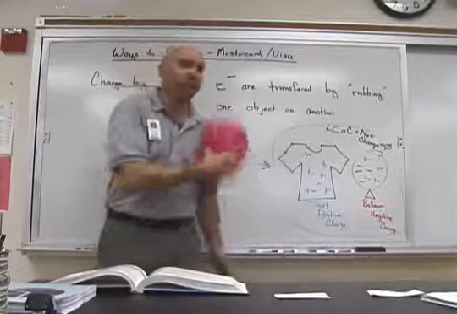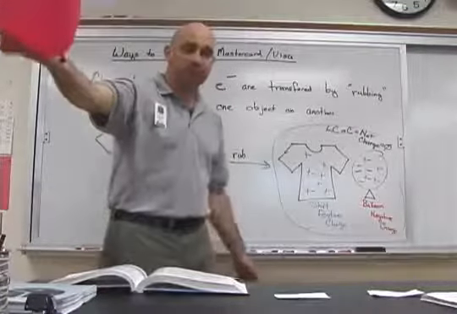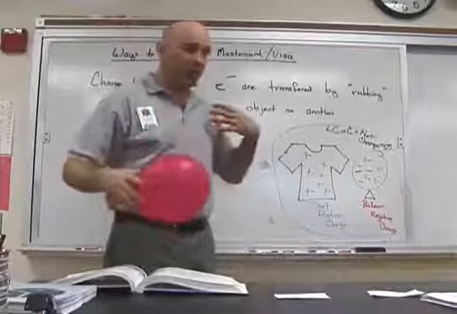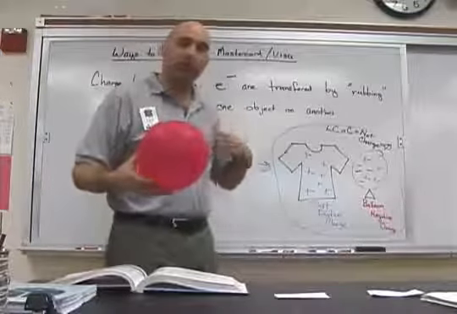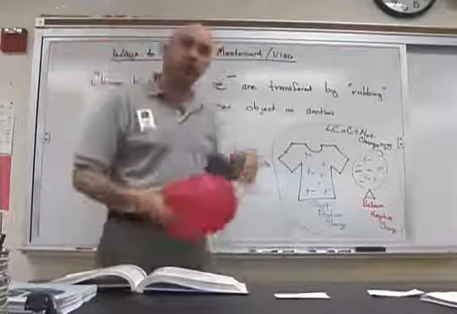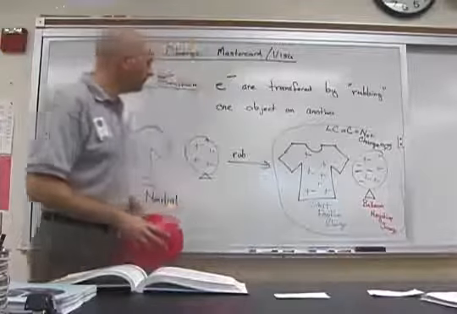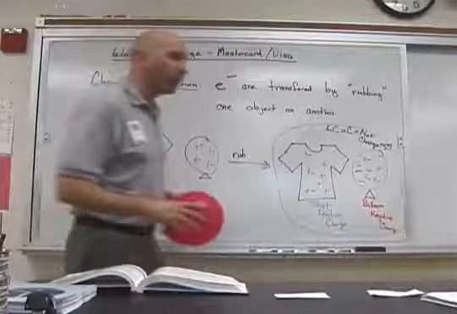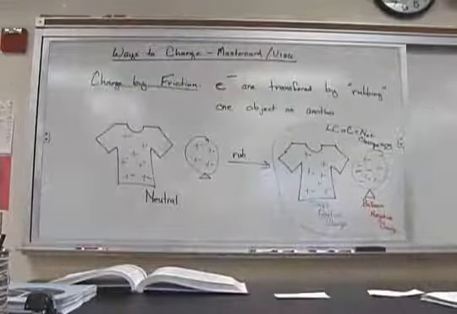But if I were to charge this balloon and then hand it to somebody else, then I would be removing the balloon away from my shirt, and I would have a positive charge over there and a negative charge over here. So that's the first way that we can charge objects.